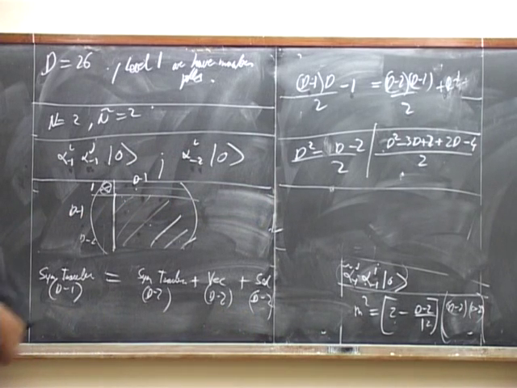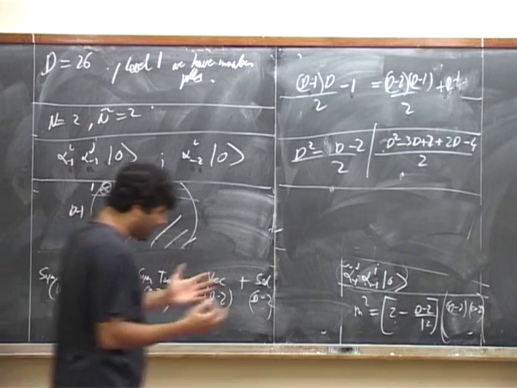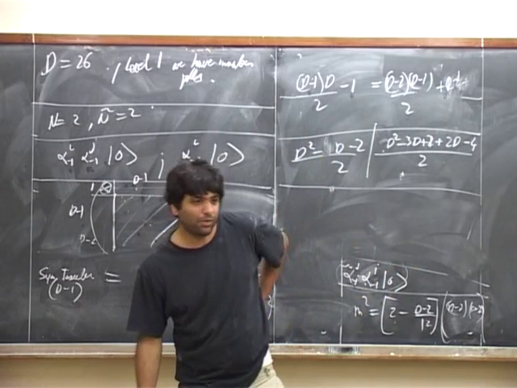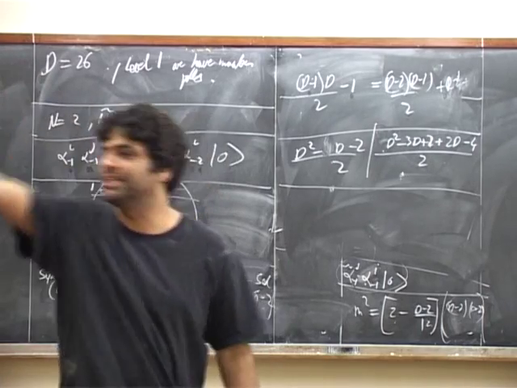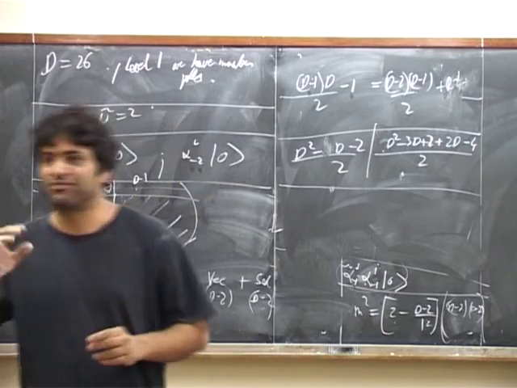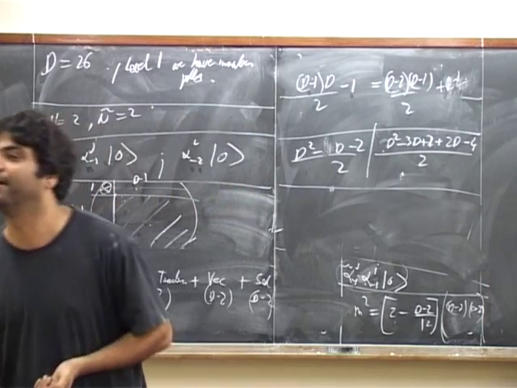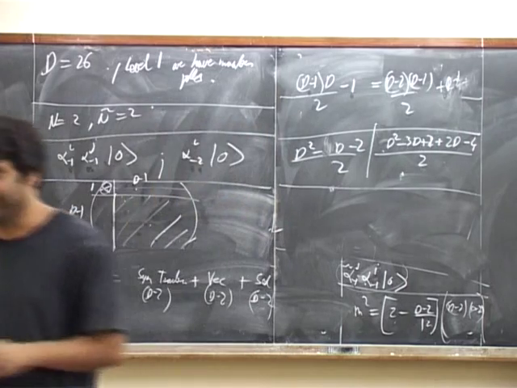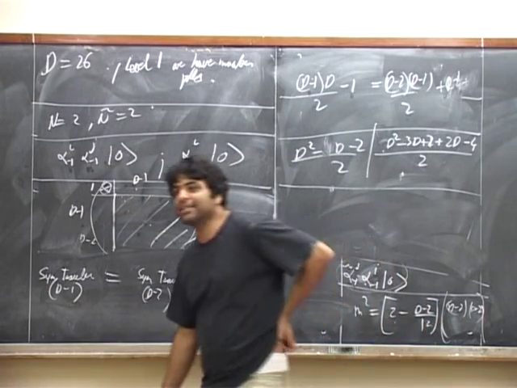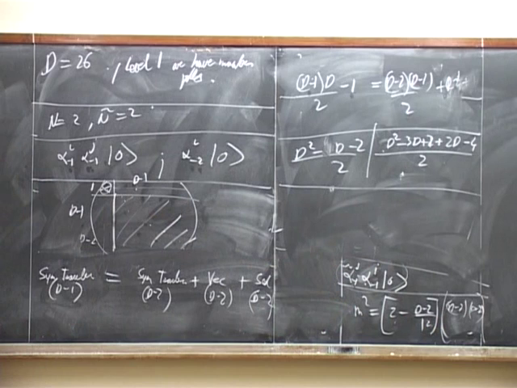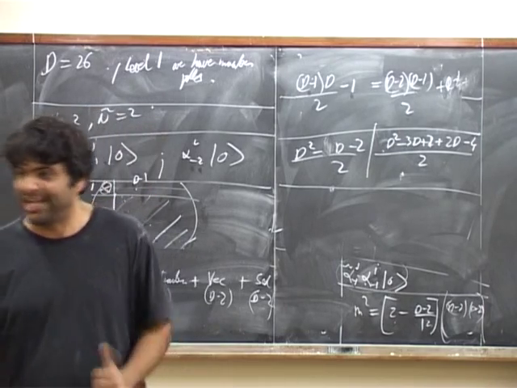Now, you might ask, where in our quantization procedure was it logically necessary to ask for d equals 26? It's a little unsatisfying to follow a procedure which you think is okay, and then fine-tune some parameters, not on the basis of logic, but on the basis of the answer making sense. We will answer this question in the next 4 or 5 lectures. But in order to answer it, we have to do a slightly more serious job of the quantization of the string. But let me give you a very rough answer immediately.